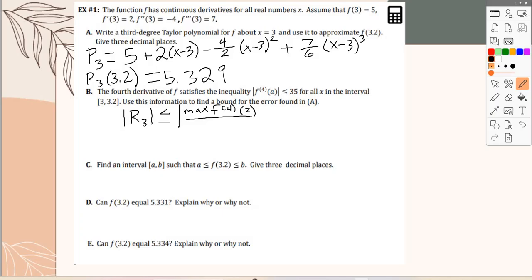Divided by, and then on the bottom we have n plus 1 factorial. But we said our n plus 1 is what? 4. So I get a 4 factorial there. Times x minus c. So what are we centered at? 3. And it's to the, again, n plus 1, so fourth power. End my absolute value.